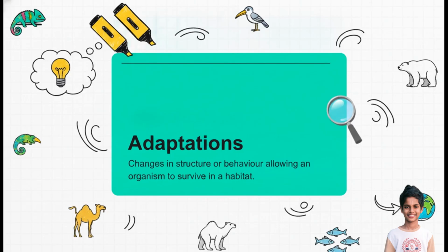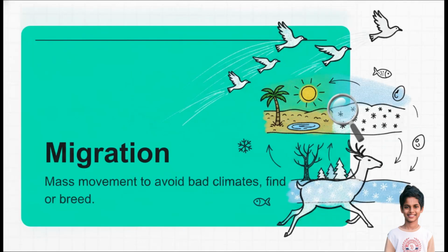Adaptations are changes in the structure or behavior of an organism that allow it to survive in a particular habitat. Whether it's a physical change in their body or a change in how they act, this is the ultimate key to survival on Earth. One really incredible behavioral adaptation is migration. This is the mass movement of birds or animals from one place to another.